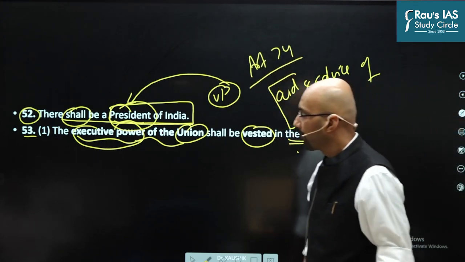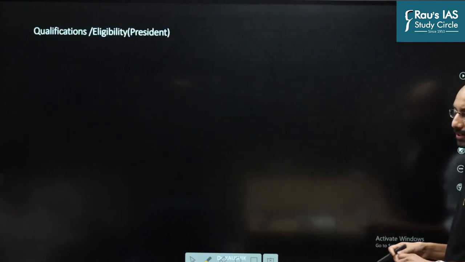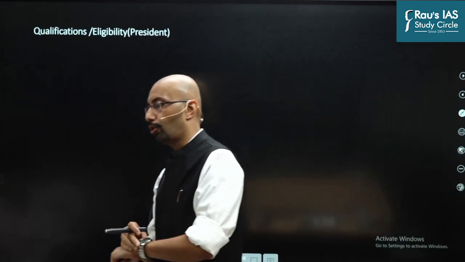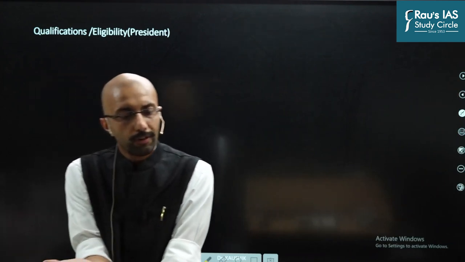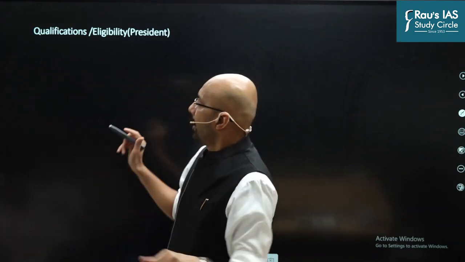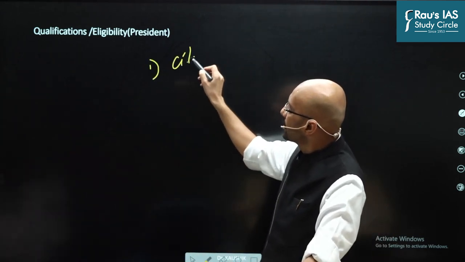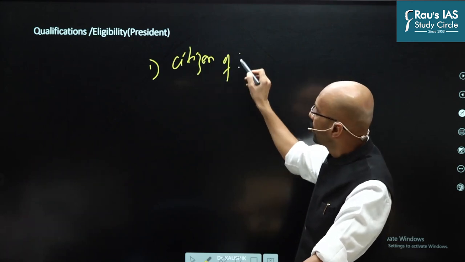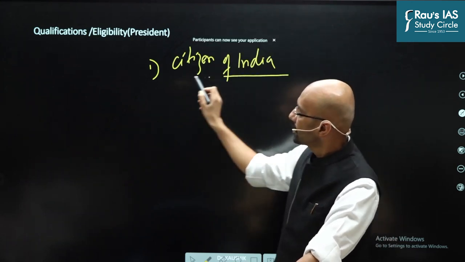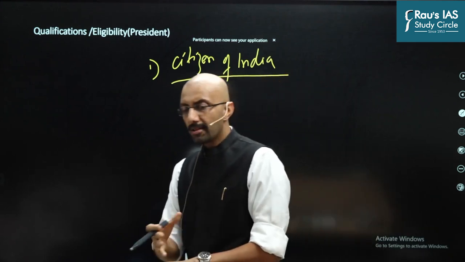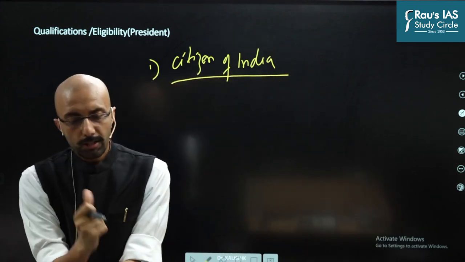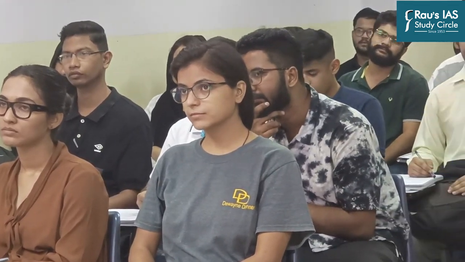Right? Okay. Let us now come to first, what are the qualifications or the eligibility criteria for someone to become President of India? The very first qualification is that you must be a citizen of India. Now tell me something, does it matter that whether this person who wants to contest for the election of President of India, does it matter that whether he has become citizen of India by birth or by descent or by registration or by naturalization?